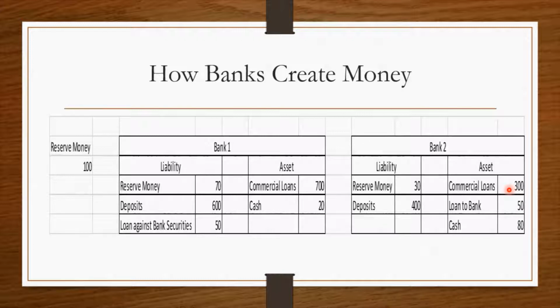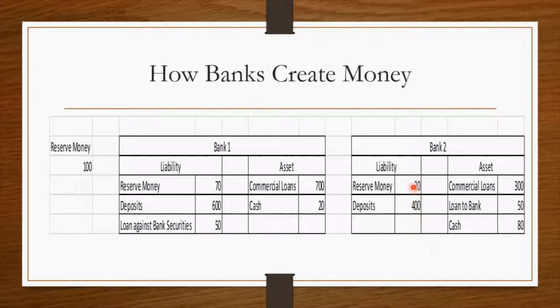Net, these two commercial banks are creating $900 out of thin air. Then what happens? Now, there is $1,000 in the economy: $700 and $300 of the commercial loans and $100 of the reserve money. The depositors deposit $600 in Bank 1 and $400 in Bank 2.